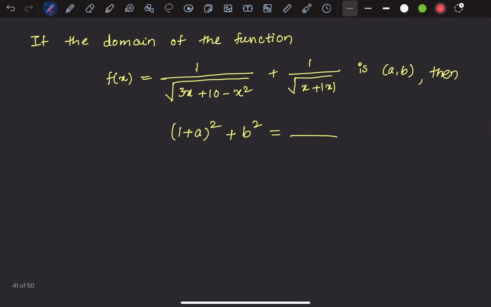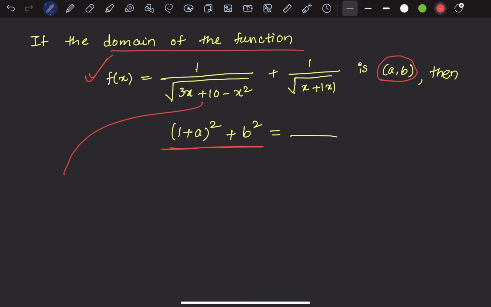So let us move to the next question. Here you have a function f of x given and you have to find the domain of this function, and that domain is represented by the open interval a comma b. Then you have to find the value of (1 plus a) whole square and b square.